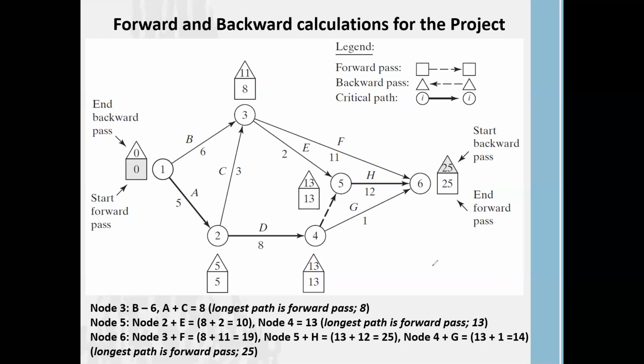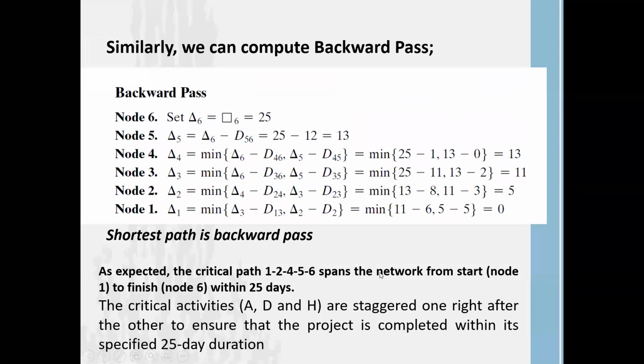Then our next question: how to complete the project within the given time period in the most cost effective way, right? Now we are going to discuss that path. This is the way we calculate the backward and forward pass. Now you know what the critical activities and what the non-critical activities are.